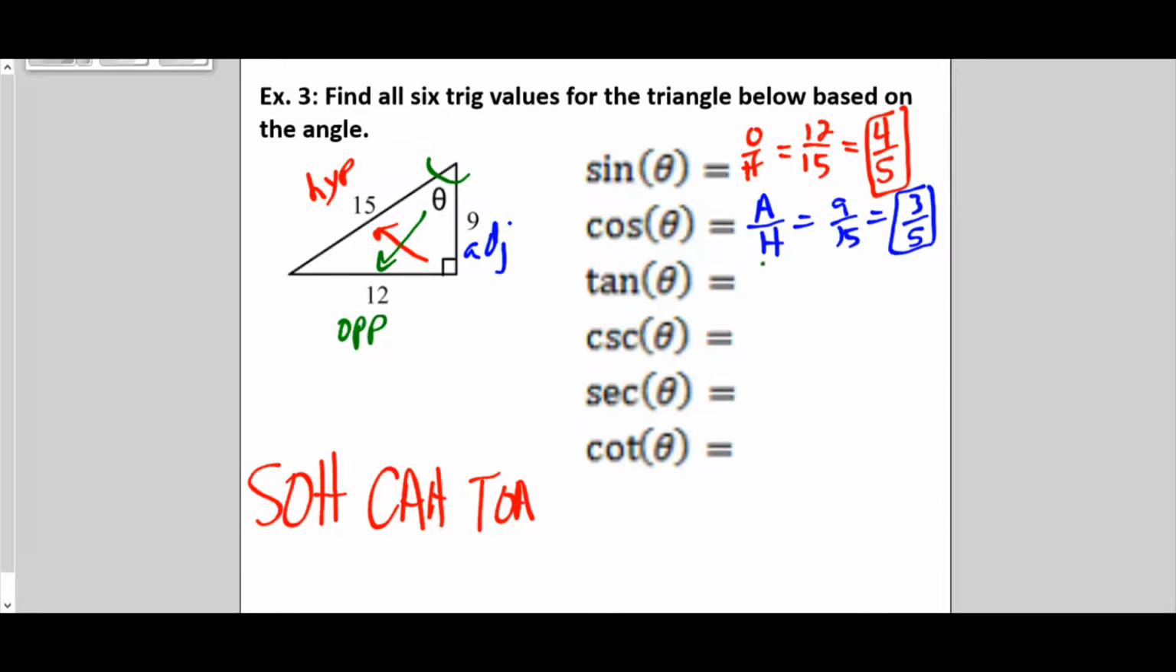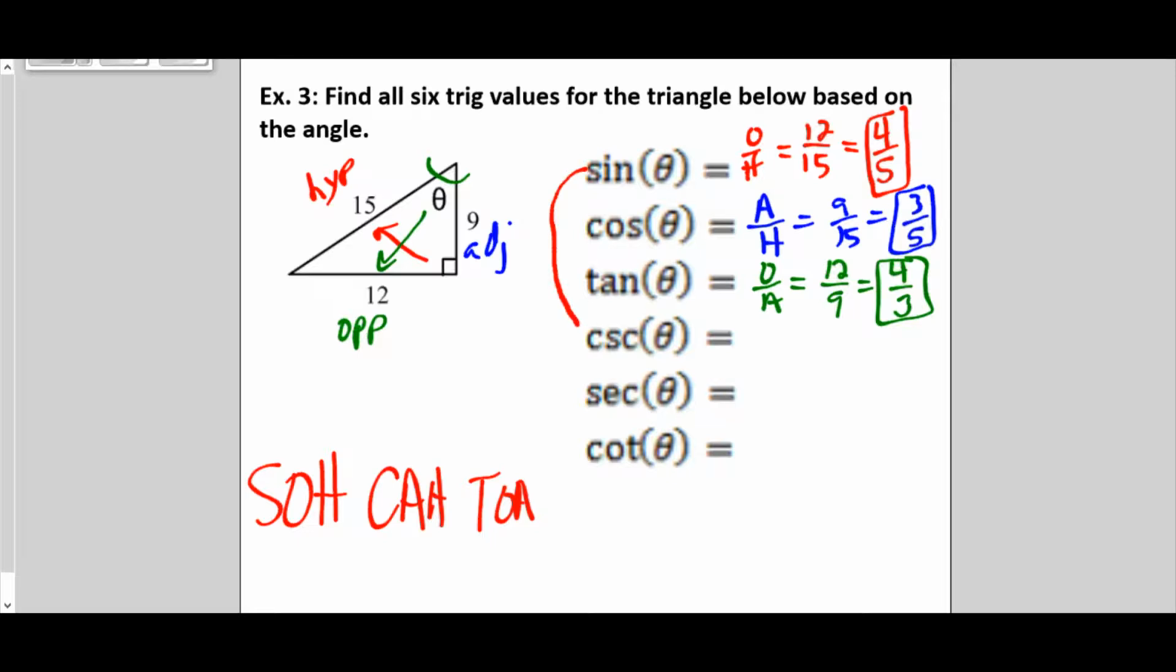So tangent of theta is opposite over adjacent, O over A. So opposite is 12, and adjacent is 9. These are, again, both divisible by 3. This would be 4/3. So make sure you reduce the fractions. Cosecant, secant, and cotangent. So now the next 3 trig functions.